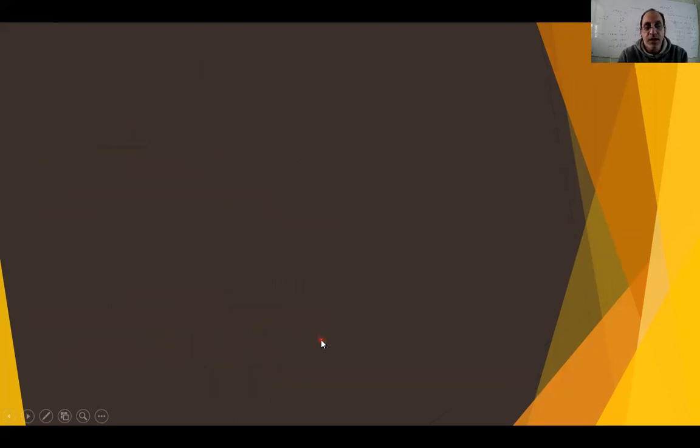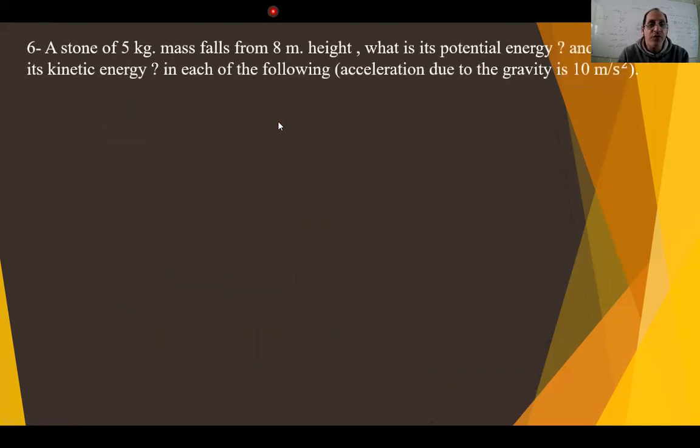Okay. Number 6: a stone of 5 kilograms falls from 8 meters height. This means that this is the maximum height. What is the potential energy? If I calculate the potential energy in this case at the maximum height, it means that it is at the maximum value for the potential energy. And also the kinetic energy will be 0. So what's the kinetic energy in each of the following?